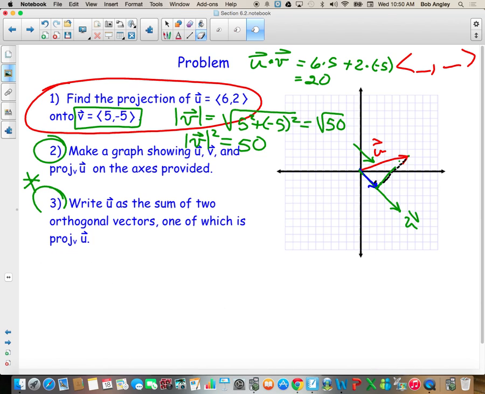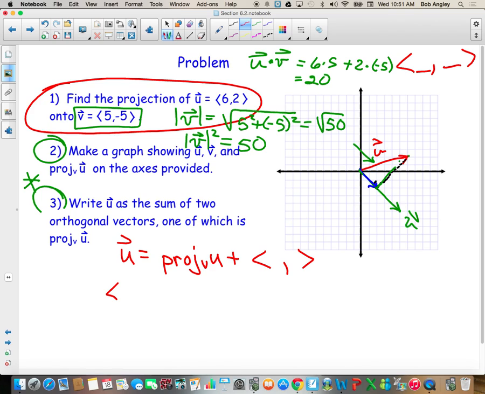All you have to do here is be a translator. So it says write U as the sum of 2 orthogonal vectors, one of which is the projection of U onto V. And then right here, I'm just going to write this other thing like that. Our deal is we've got to come up with this. Remember that this was the vector 6, 2. The projection that we got was 2, negative 2. Now what we've got to think of is what goes in these 2 places right here to make that statement true.